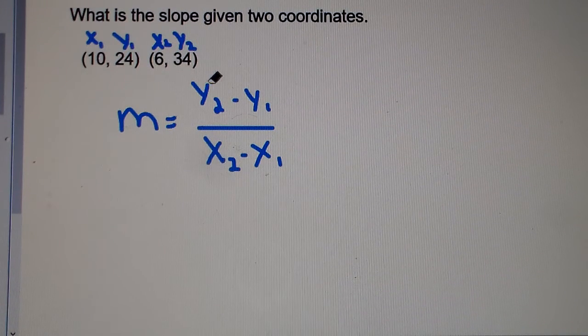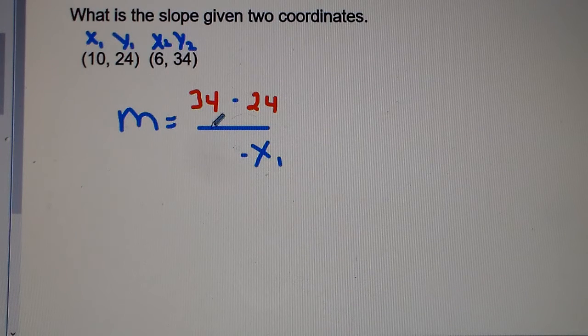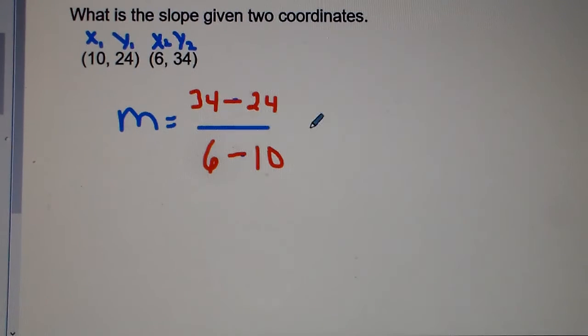Now we're going to replace it. Our y2 we know is 34, so we're going to write 34. Our y1 is 24, so I erase the y1 and I write 24. Our x2 is 6, so I erase that x2 and I write 6. And I erase my x1 and I write 10. So this is 34 minus 24, and this is 6 minus 10.